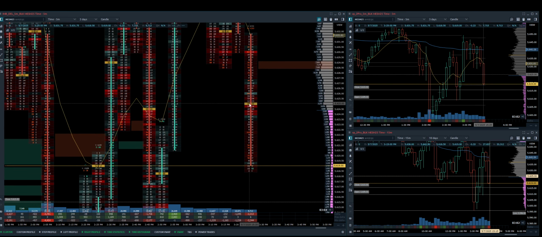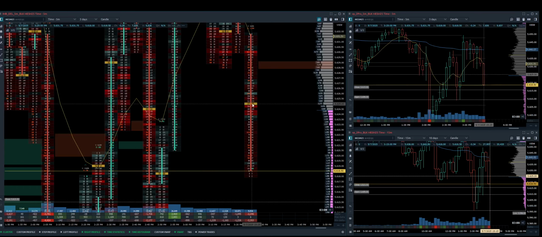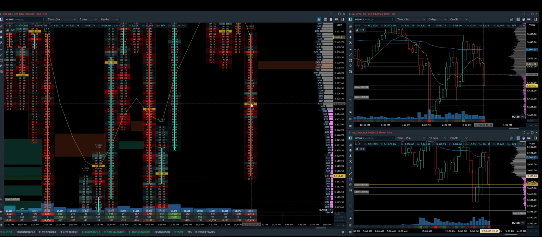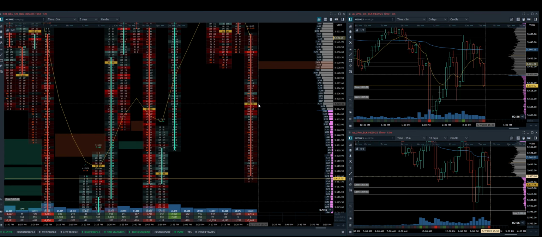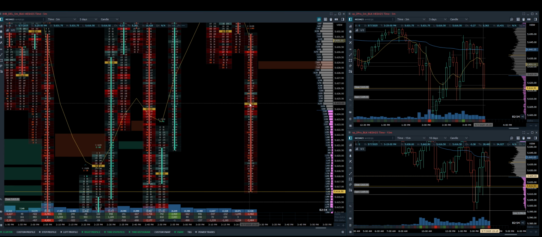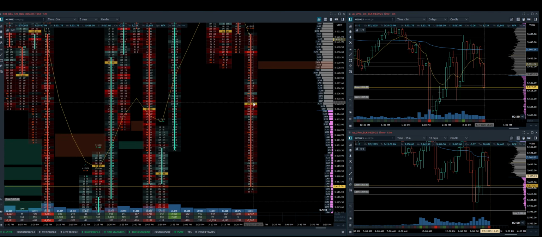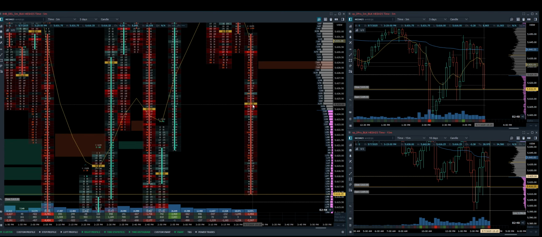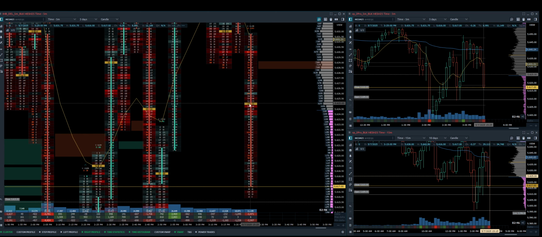Each one of the candles has a yellow marking in here. That's the POC, point of control. Sometimes called a commitment of traders. Point of control is just the level where most of the trading has occurred, most of the volume.